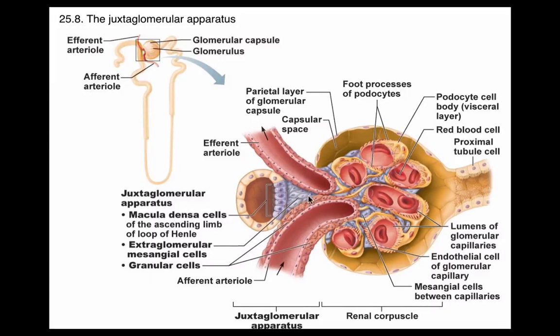Then, last of all, in this sort of triangular-like shape here, is what's called the extraglomerular mesangial cells. So these are located, they're interconnected with gap junctions, and they seem to pass signals between the macula densa and the granular cells. So you've got both mechanoreceptors here, chemoreceptors over here, but those chemoreceptors have a way of communicating with the mechanoreceptors in the granular cells.